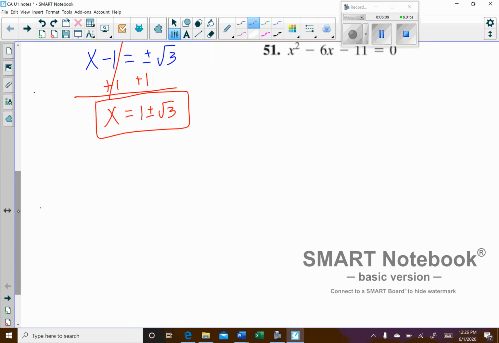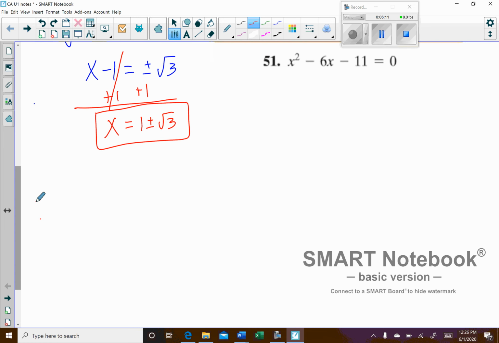Okay, so on 51, what's going on here is it's set equal to 0. You might think, oh, maybe I could do the A&M method, and you could look for what multiplies to give you negative 11 but adds to negative 6, and you're going to have a tough time with that. It's going to be something similar to our previous answer over here, so you're not going to be able to figure that out. So what we're going to do is open up this spot right here.